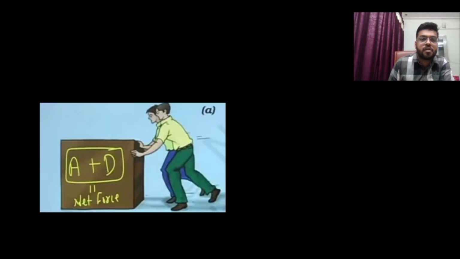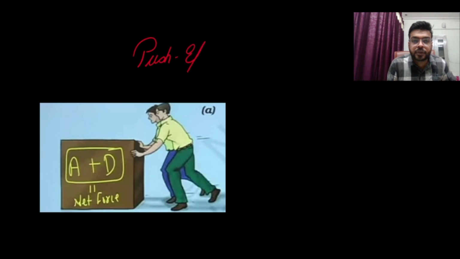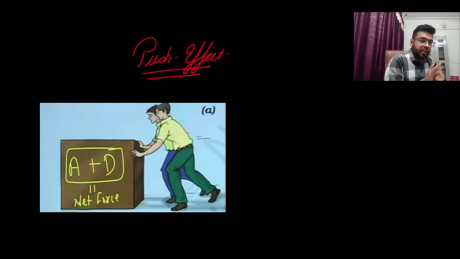Correct? Let's consider an example. Let's suppose there is a block, and you are applying force away from the body, so it's a push effect, correct? Now the next thing is, let's suppose you are just pushing the force towards the block and you want to displace your block from this position to another position, right? While pushing, your force is not enough that you can shift your block.